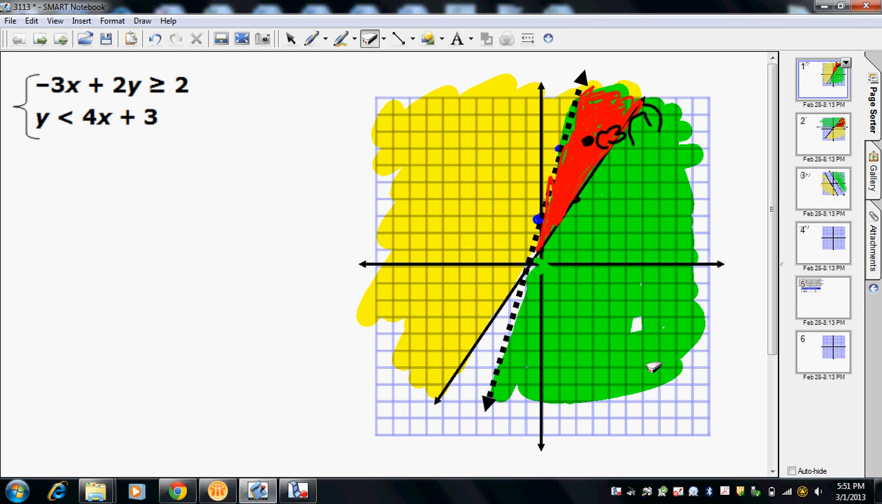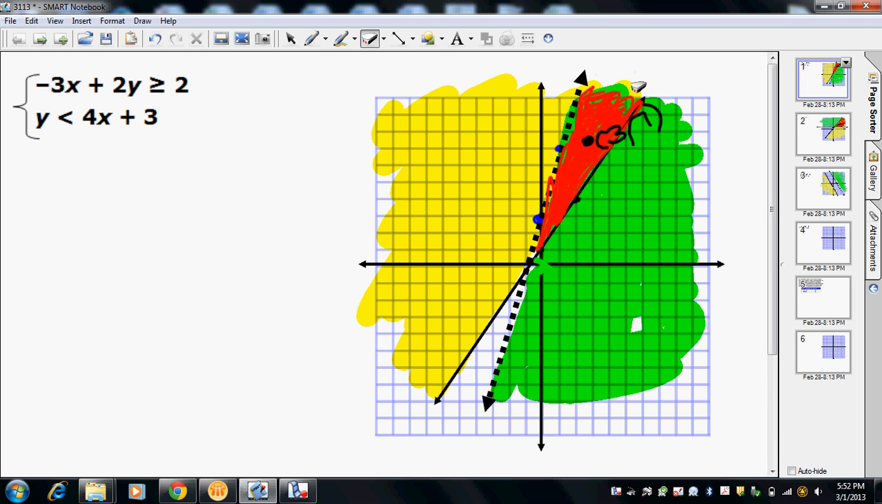Well, because this is a system and the two go together, the solution to the system is the parts where these two graphs overlap. So I covered that again in red just so that it could really stand out. So all this part in red is the solution to the system. The yellow is the solution to the top one, the green is the solution to the bottom one, but the red is the solution to both of them together. So it's the solution to the system.